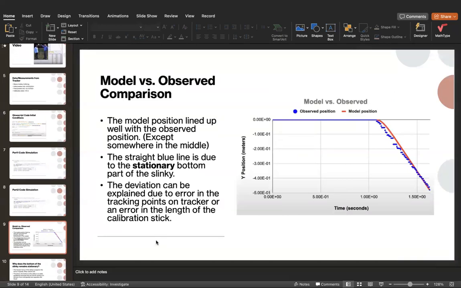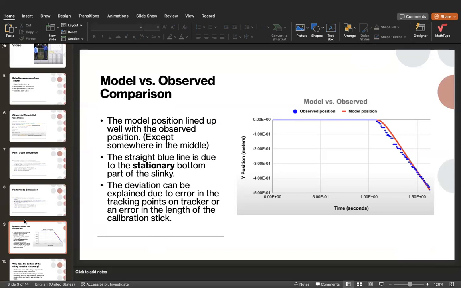This is my model versus observed graph comparison. As you can see, the model position lines up well with the observed position, except somewhere in the middle. The straight blue line is due to the stationary bottom part of the slinky, and the deviation can be explained by error in the tracking points on tracker or an error in the length of the calibration stick that I used.